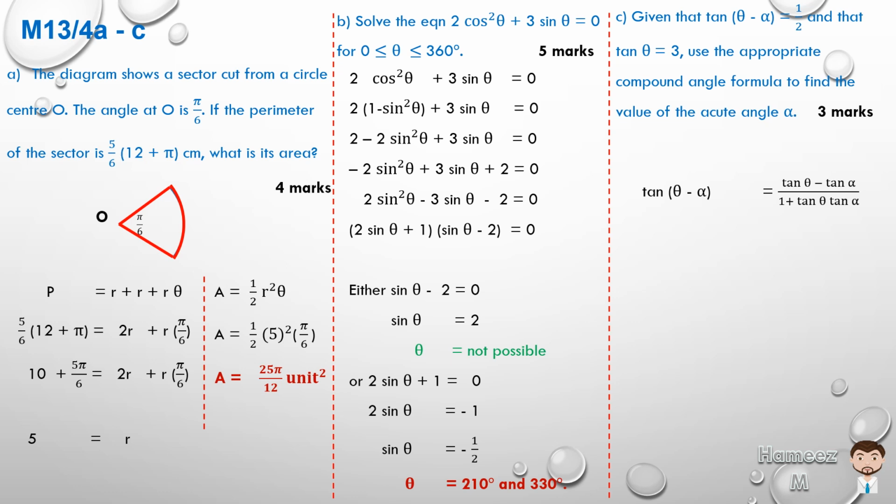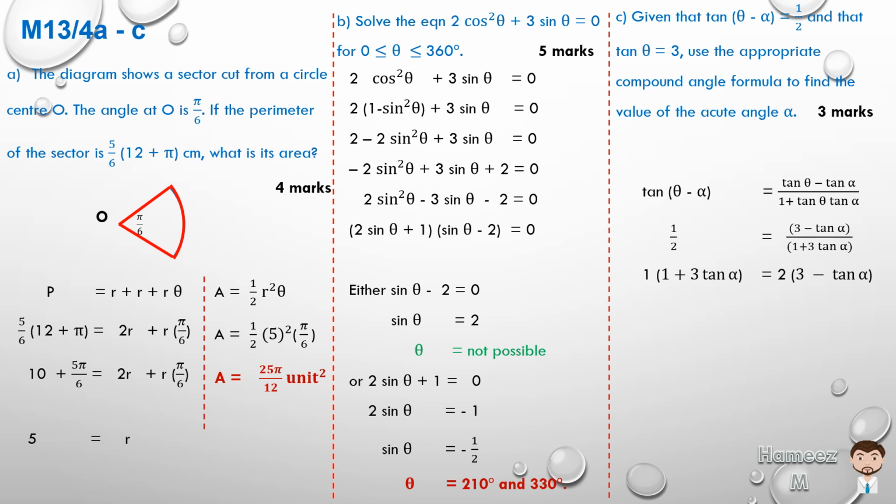And we can substitute what we know. We know the left-hand side is equal to a half. That's given in the first line. And that's equal to 3 minus tan alpha, because tan theta is equal to 3, all over 1 plus 3 tan alpha. And if we look at the equation, we only have one unknown, so we just need to rearrange, making tan alpha the subject of the formula. So we can carry the denominators across on either side. So it'll be 1 times (1 plus 3 tan alpha) is equal to 2 times (3 minus tan alpha).